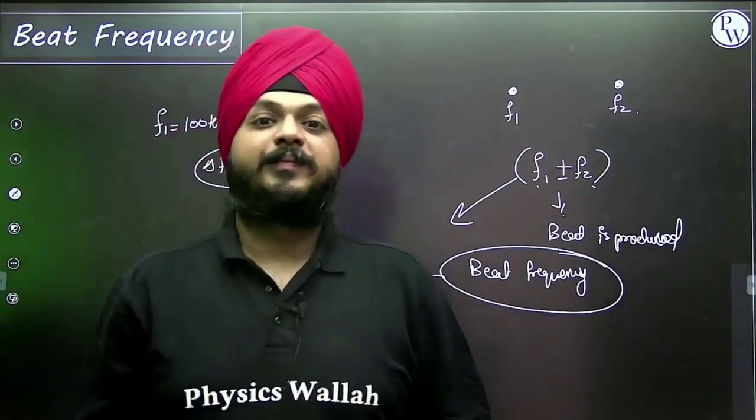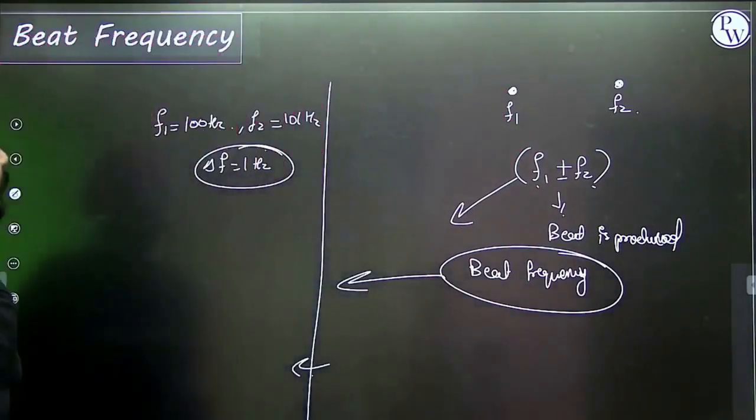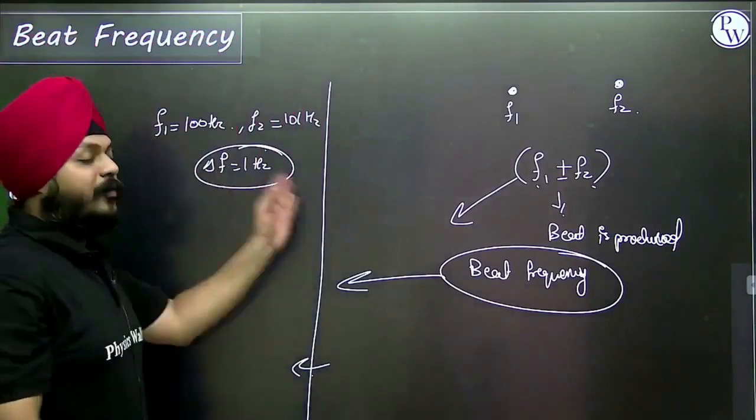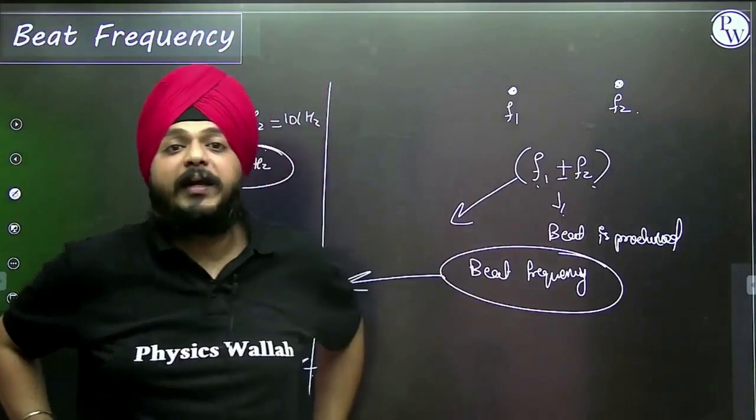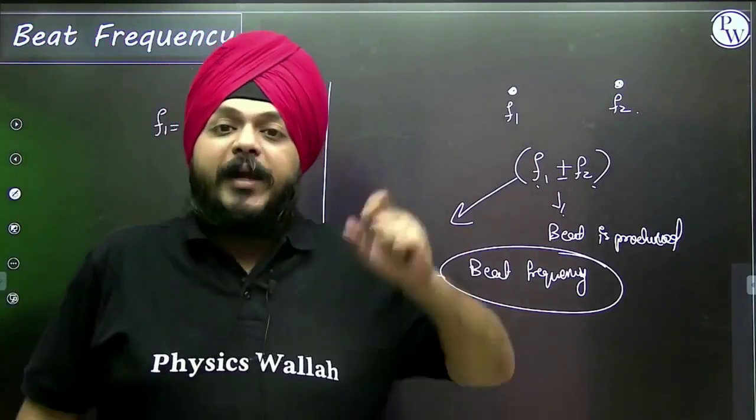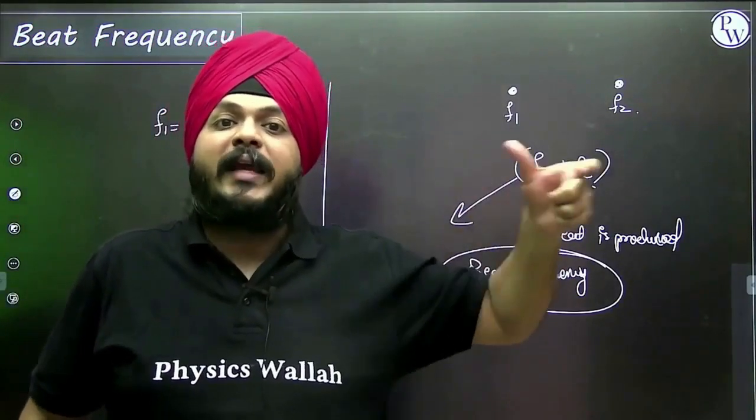One beat per second. So that will be a beat frequency, na? The technical word for that is a beat frequency. One beat per second. Beat frequency. One beat per second.